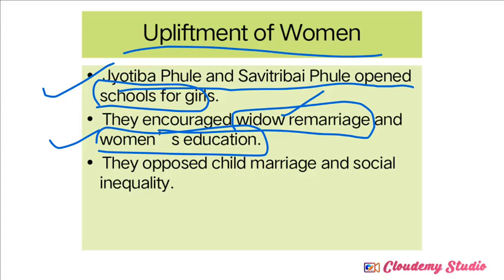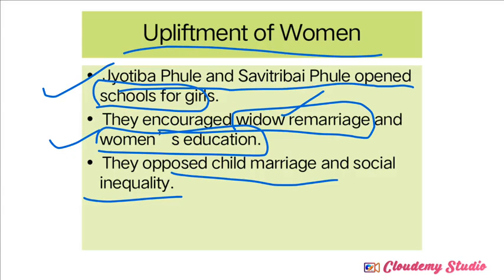So that's also one of the social reforms itself. Next, they opposed child marriage and social inequality. Most commonly, all the social reformers focused on social issues. Social issues commonly come under the sati system, against the sati system, against discrimination, against child marriage, against social inequality. So these all are some of the common points.